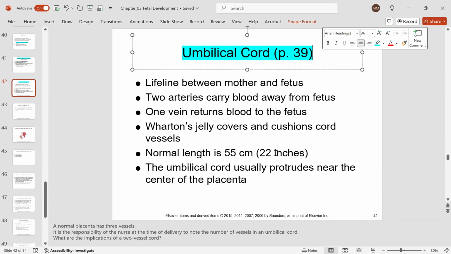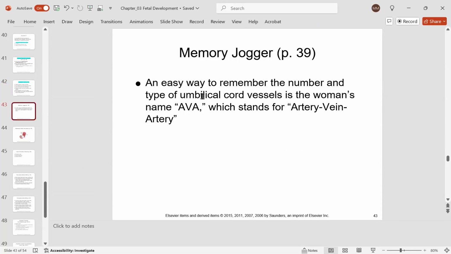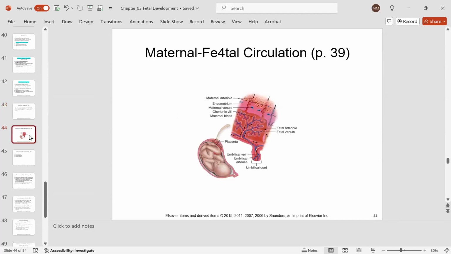It's about 22 inches long, and the umbilical cord usually protrudes around the center of the placenta. Okay. AVA, we talked about AVA, artery, vein, artery. That's the way to remember it. Here's maternal fetal circulation again. Here's your fetus, umbilical cord, and placenta. When we look at a closer view of that placenta, this is where all the exchange is taking place, because the baby's lungs are filled with fluid.